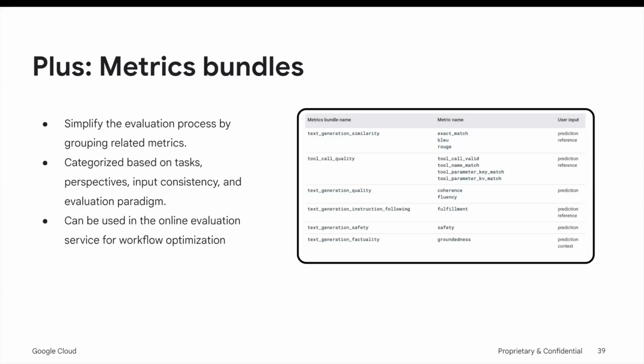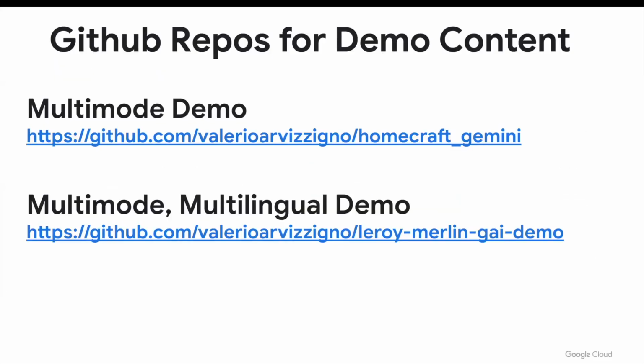For example, if you do a lot of function calling or agentic behavior within your applications, we have metrics like: is the tool call valid? Does the tool name match? Do the parameters within the tool call match? Again, a bunch of different metric bundles that you can add on.